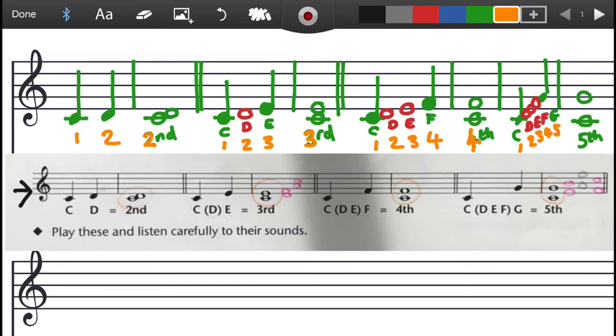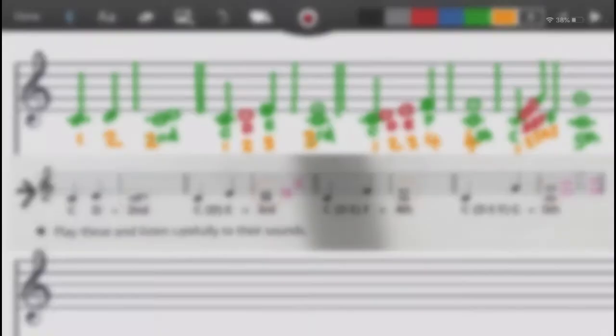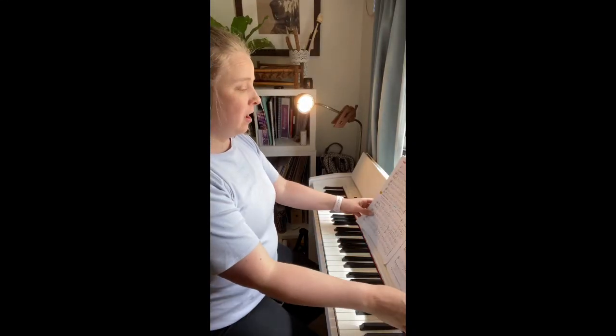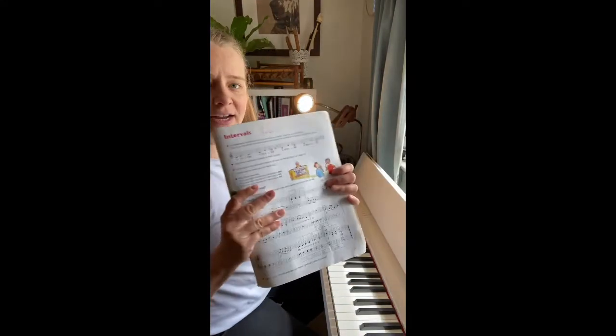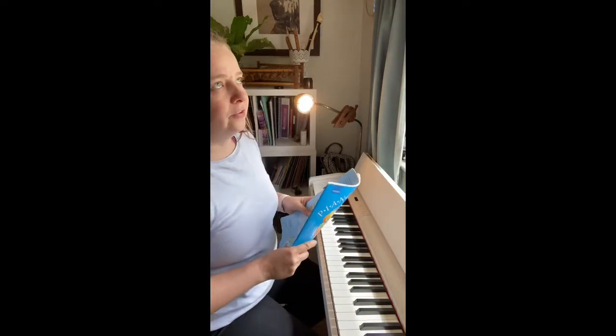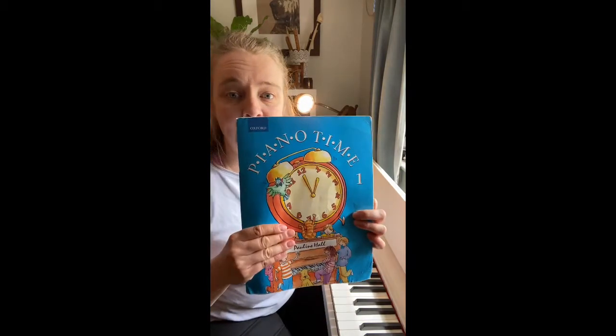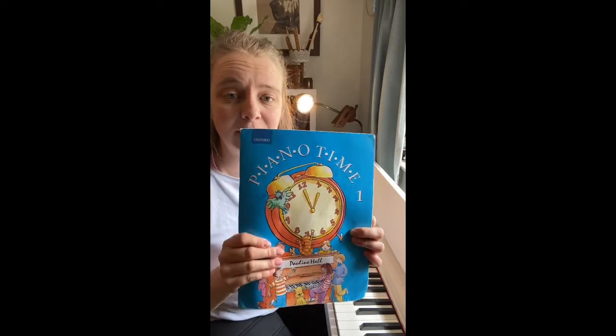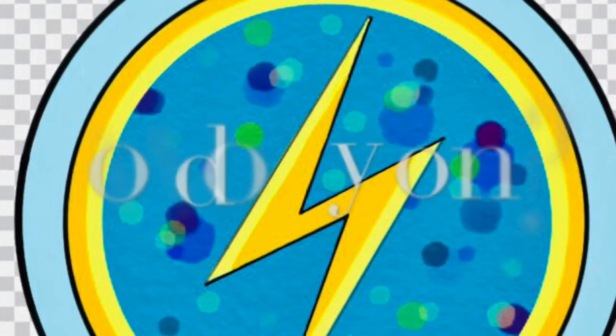I hope that's been helpful today. Play them through on the piano, listen to their sounds. Makes sense. I'm now going to show it to you on my keyboard. The activity I got, intervals, is from a particular book, but there's lots of information about intervals all over the internet or in other books as well. But I got my information from Piano Time 1, so thank you very much, Pauline Hall and the people who produced this book.